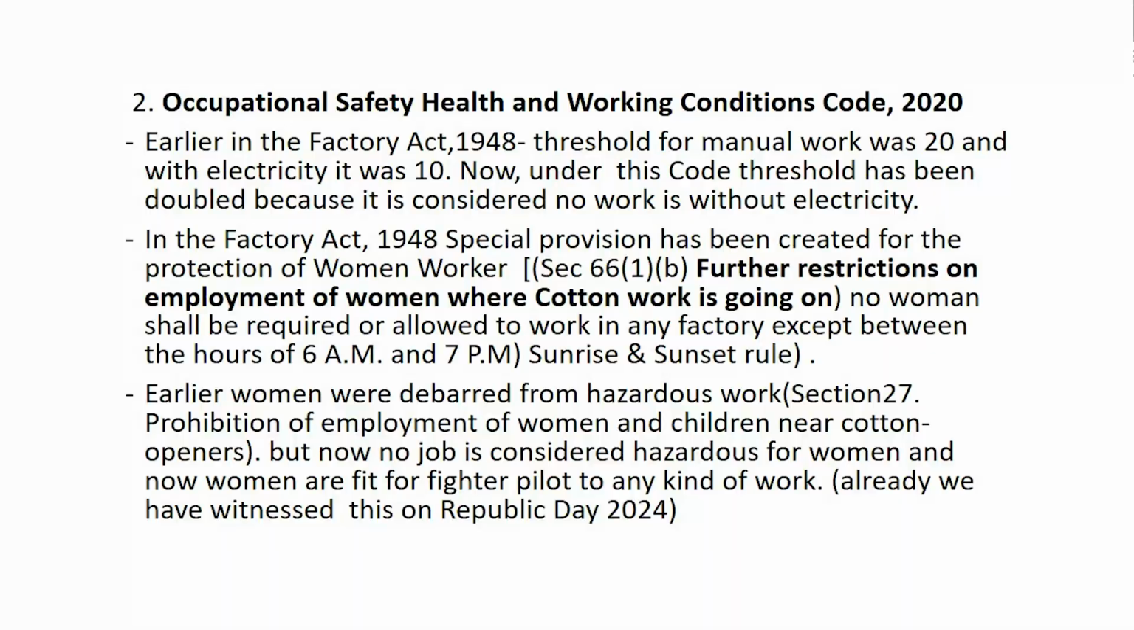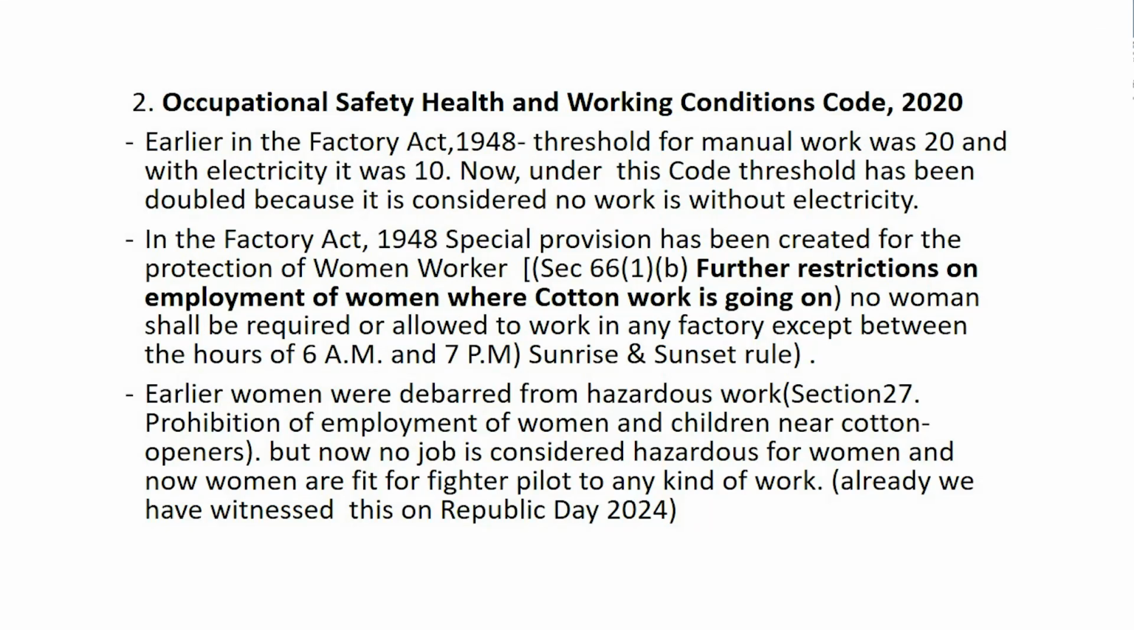That was one of the components of the factory. But now this threshold has been doubled. It means that those doing manual work must number 40, and for those doing work with electricity or power, the number is 20. So almost it has been doubled now.